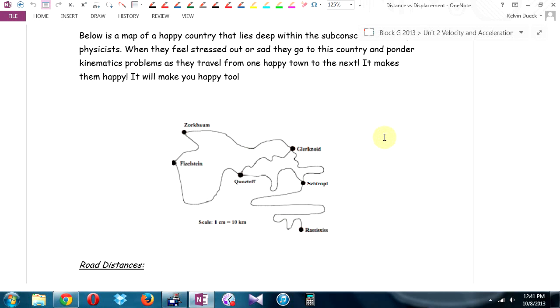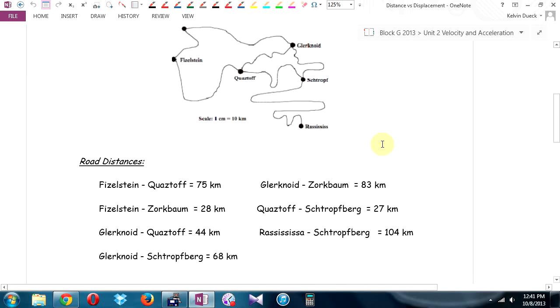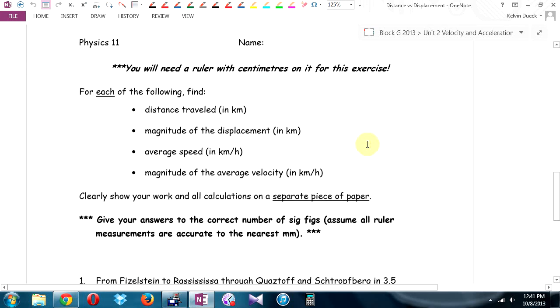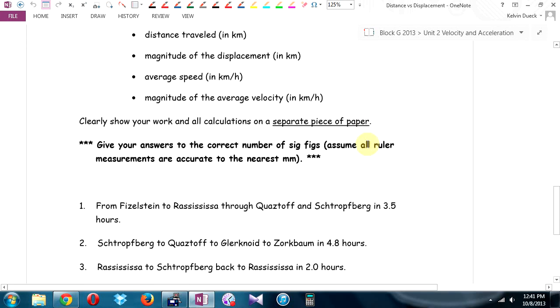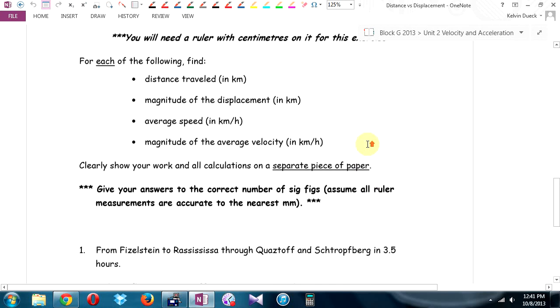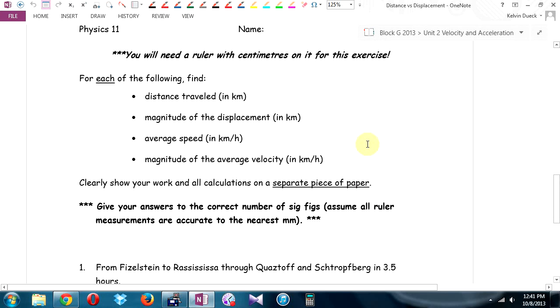Oh, did I tell you the road distances down here? I did? Okay. So on the next page, for example, I said you'll need a ruler with centimeters. For each of these, I want you to find the following. I don't know if you have room. No, you don't have room to answer them on this page. Answer them on a separate page. So you're going to find 4 things.